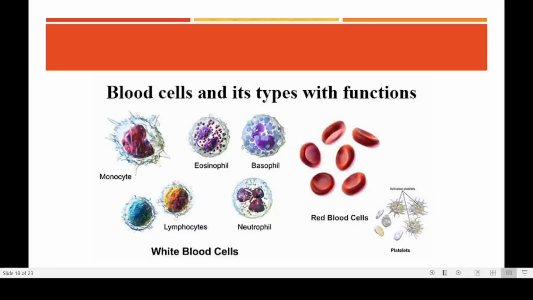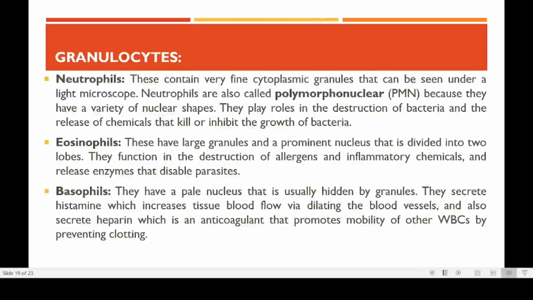The peculiarity of the lymphocyte is that it has a bigger nucleus that is almost completely occupying the cell, and there will be a very thin portion of cytoplasm around the nucleus. This lymphocyte is a smaller cell compared to the other four types of WBC. The smallest WBC is a lymphocyte, and it has a big nucleus almost occupying the entire portion of the cell, with very little cytoplasm. That is the peculiarity of a lymphocyte.